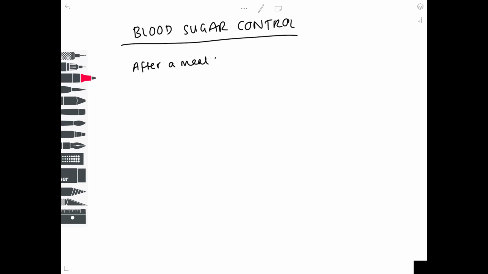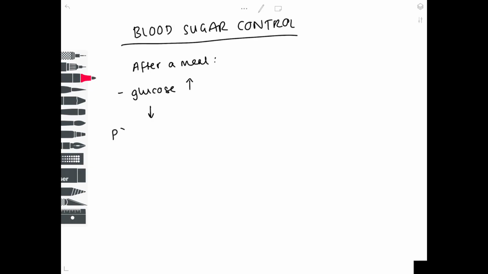Let's look at how blood sugar levels are controlled, and we need to know lots of hormones and the effect that they have on blood sugar. We're going to take two scenarios. So first of all, after a meal, clearly your blood glucose levels will increase because you've just eaten. It's important that we reduce those blood glucose levels.